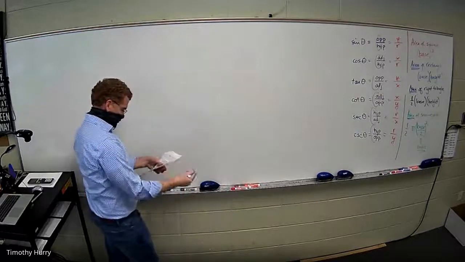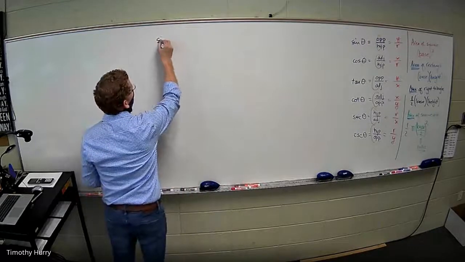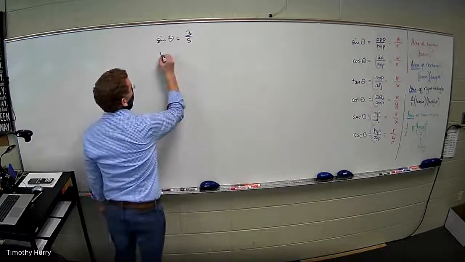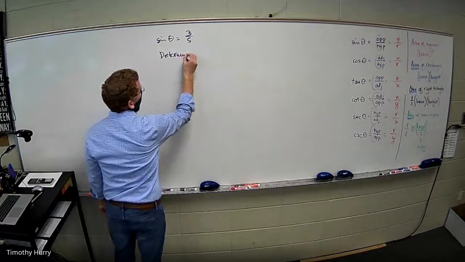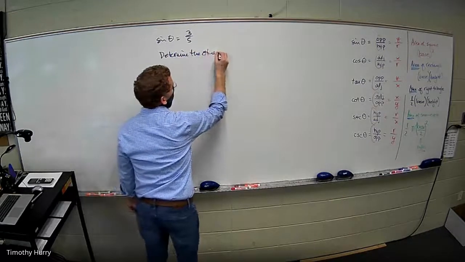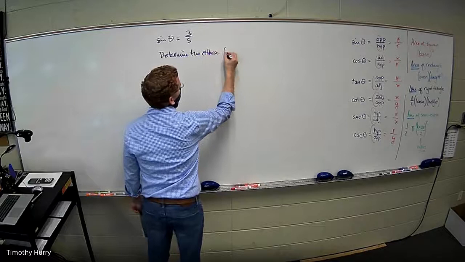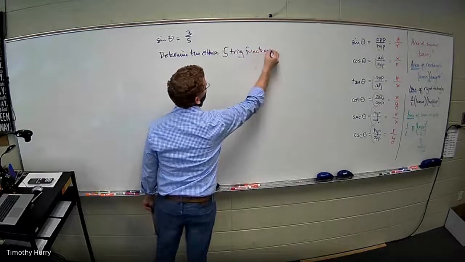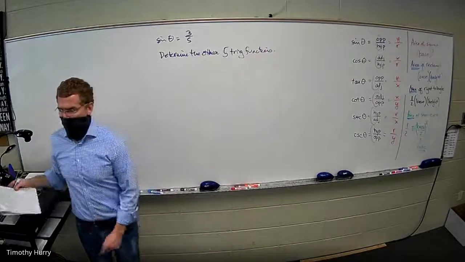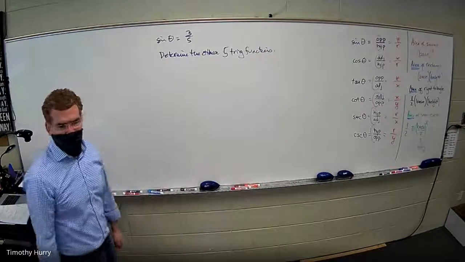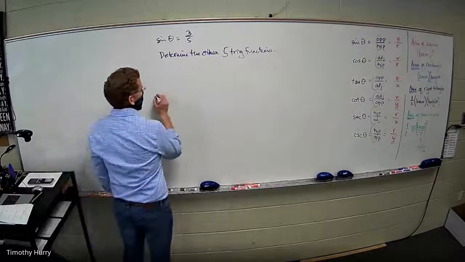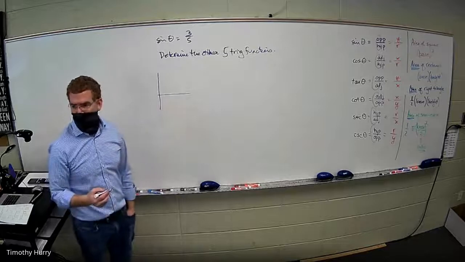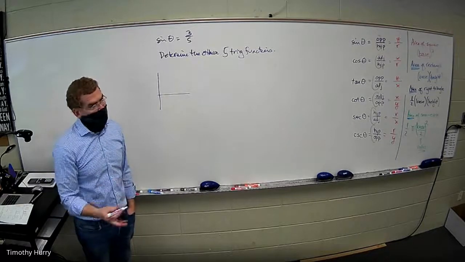What if I told you this? Hey, sine of an angle is 3/5. Determine the other 5 trig functions. So what am I essentially telling you here? That there's some angle who's what? What's sine of theta mean?